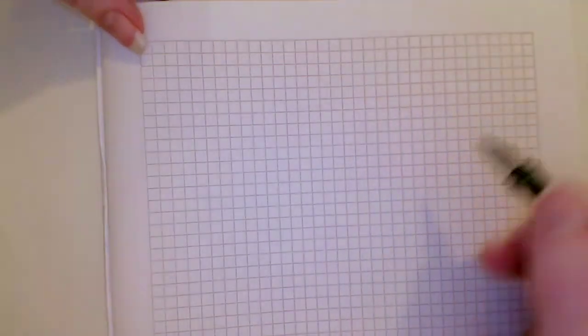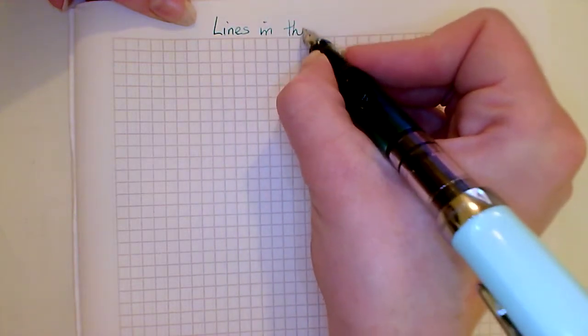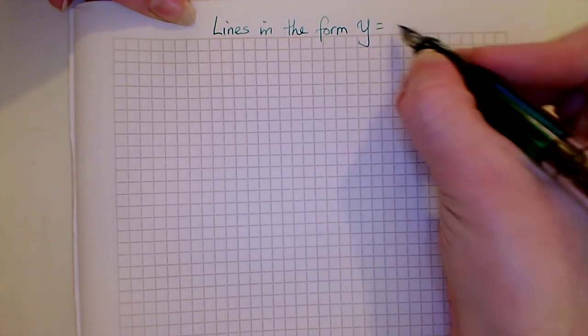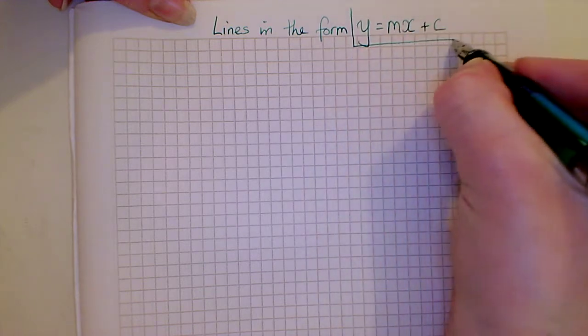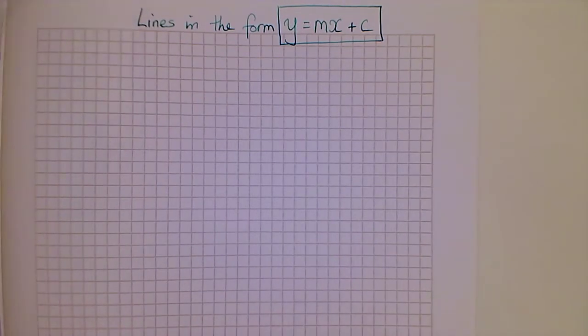I said we were going to talk about the different formats that we write our lines in. So the header here is lines in the form y equals mx plus c. This is really, really important. Okay, it looks like a whole pile of gibberish, of course, because it's all letters, so we need to talk about what this represents.